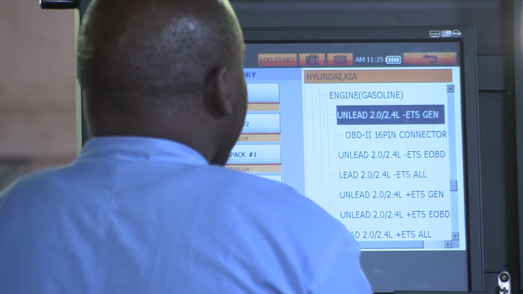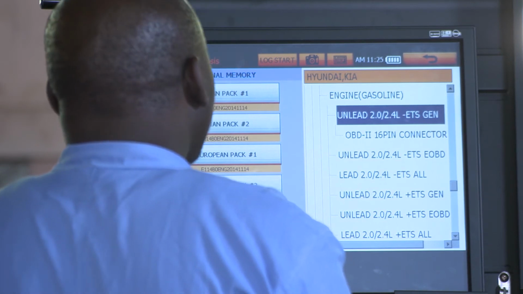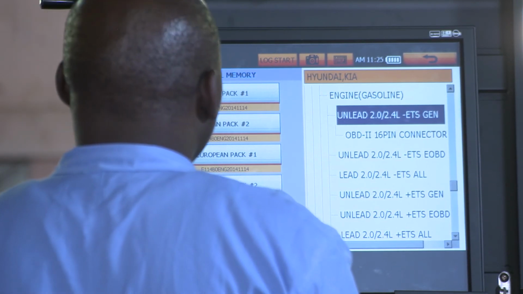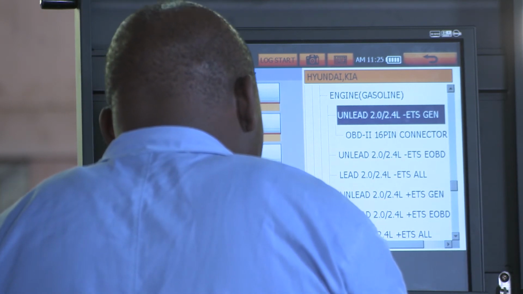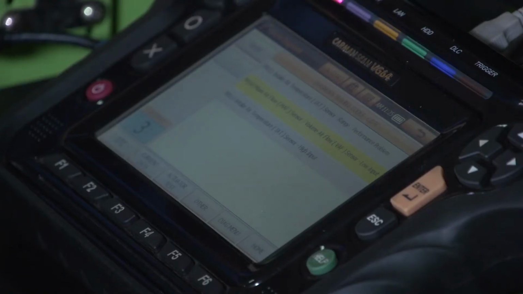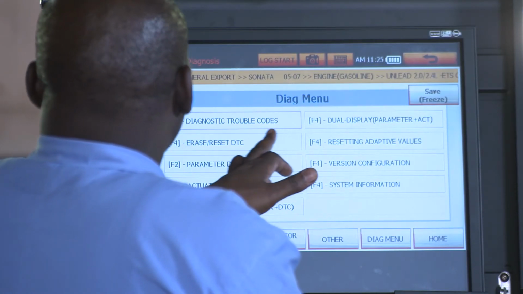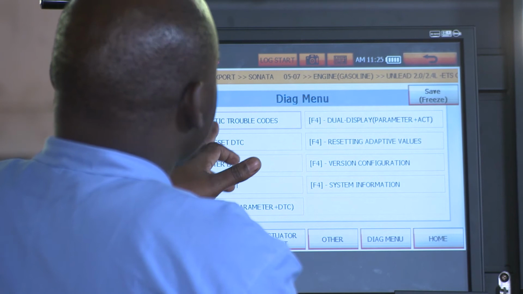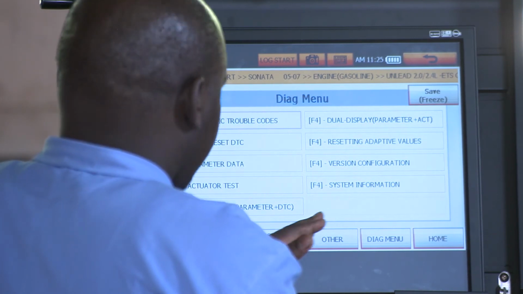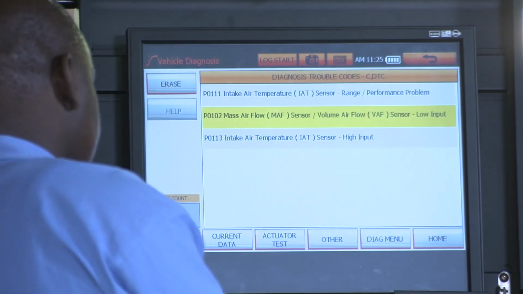Then it asks which kind of OBD. Is it OBD 2 16 pin or OBD 1? This one is OBD 2. Then we go to OBD 2. We have to wait for communication. You see, they say diagnostic trouble codes and so on. For us, what we want is DTCs, diagnostic trouble codes. We go for diagnostic trouble codes.